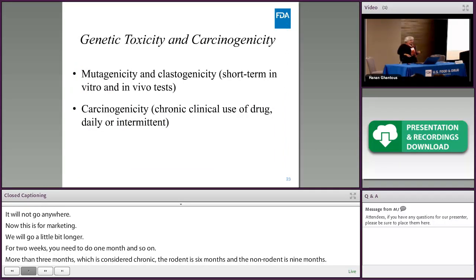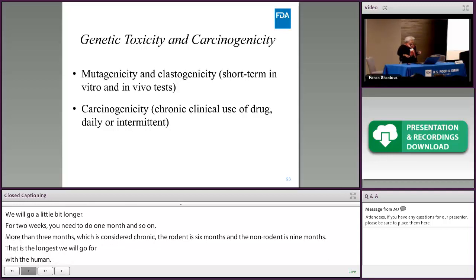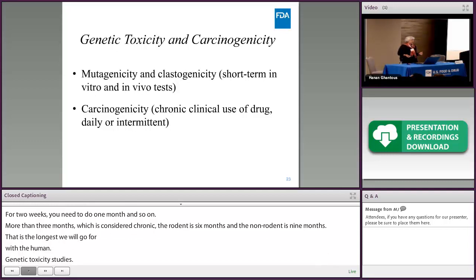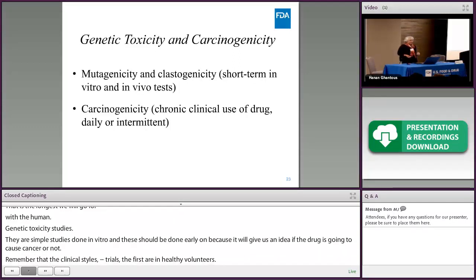So genetic toxicity, mutagenicity and clastogenicity studies, they're simple studies done in vitro or in vivo, and these should be done early on because they will give us an idea if the drug is going to cause cancer or not. And remember, the first clinical trial, most of the time, is in healthy volunteers. So you don't want to give something genotoxic to a healthy volunteer. So these studies are important, and it's important to have them early on.